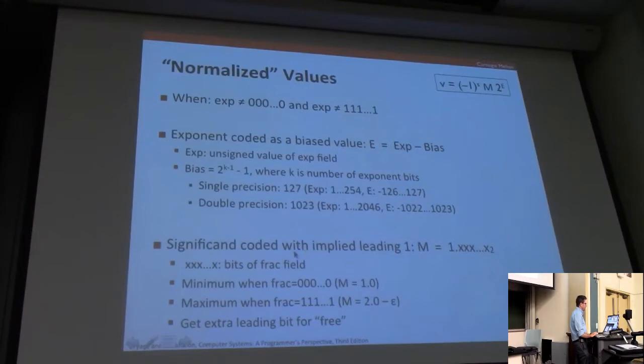So the exponent uses this sort of biasing encoding. And then the significand is encoded with an implied 1. And this is where the normalized representation comes from. That we're always going to represent our numbers.